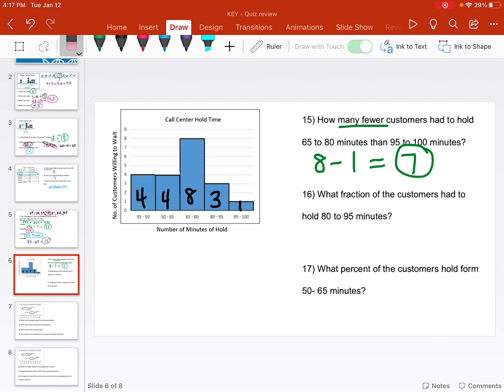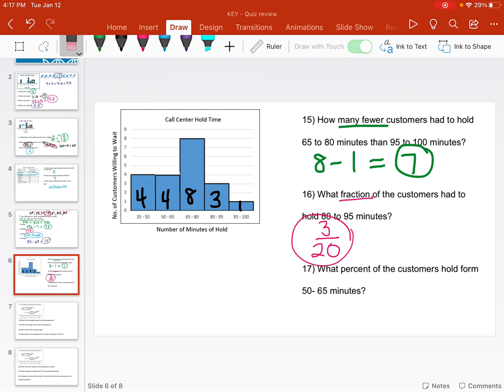And I want to know how many fewer, which is like difference, so 8 minus 1, which gives me 7. Okay, next question, what fraction of the customers had to hold 80 to 95 minutes? 80 to 95 is right here, that's 3 people, but I want a fraction, so 3 out of how many total? I'm just going to add these up. So 4 plus 4 is 8, plus 8 is 16, 17, 18, 19, 20. So 3 out of 20. I can't simplify that fraction, so 3/20 is my answer.